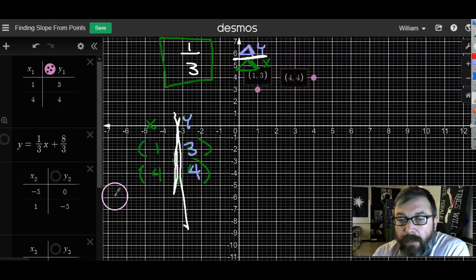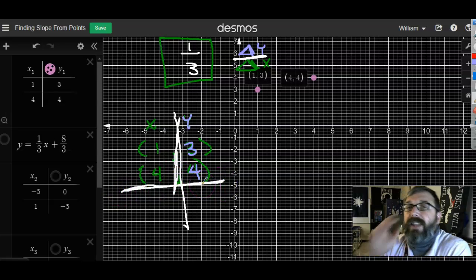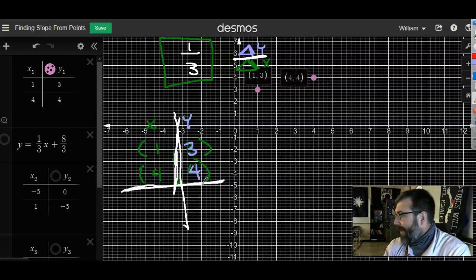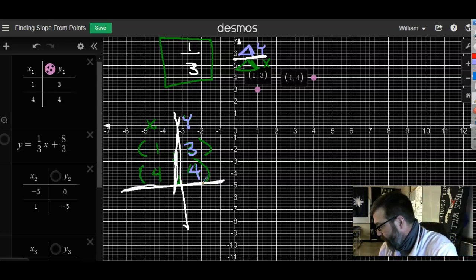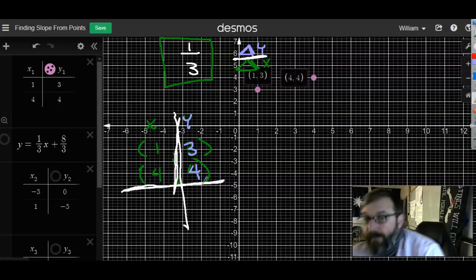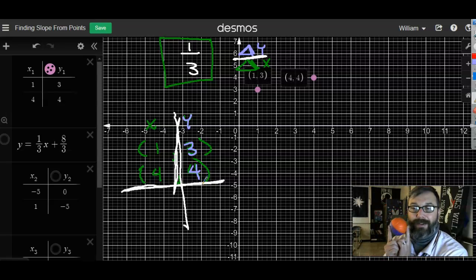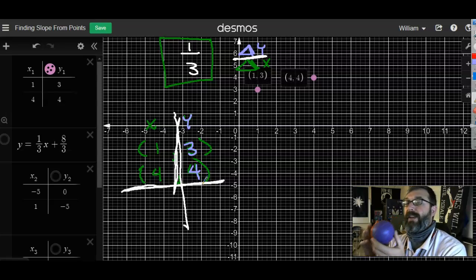Okay, I'm even going to put an equal sign under here. Now, I want you to think about something. Let's say you went to Walmart, and you found this beautiful ball. And this ball is $1.25, right?